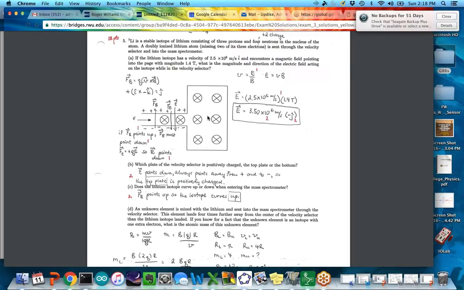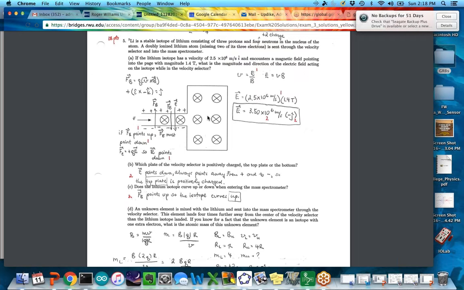Okay, the magnetic field is pointing into the page, and the object is coming in this way. It is lithium-7, and it is missing 2 of its 3 electrons. The velocity is 2.5 times 10^6 meters per second in the I-hat direction, and the magnetic field strength is 1.4 T. And we want to find the magnitude and direction of the electric field.